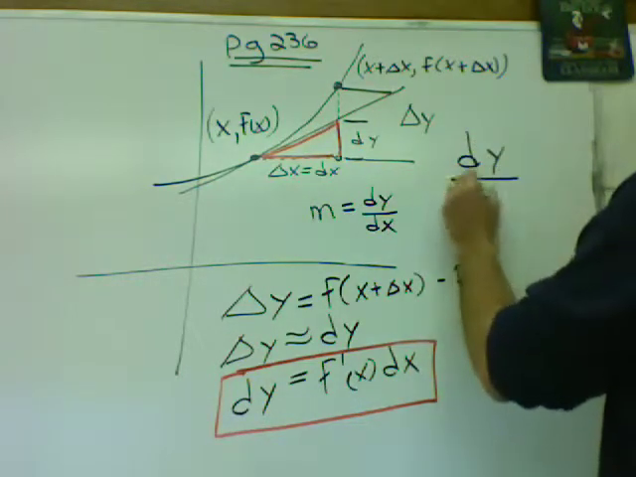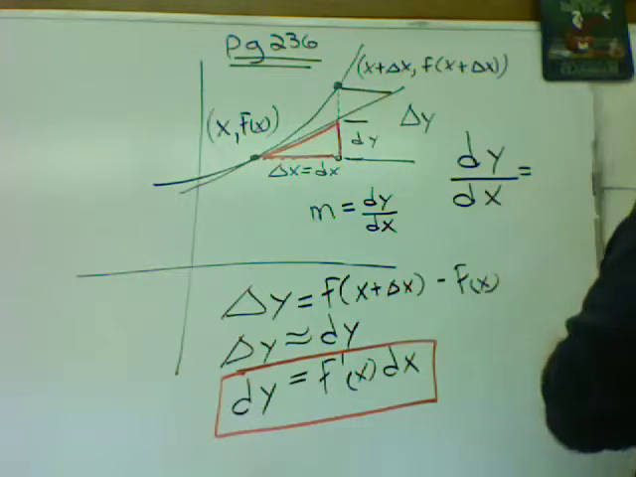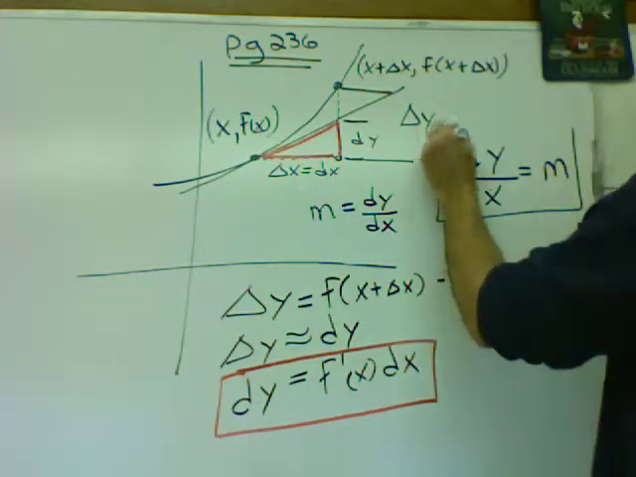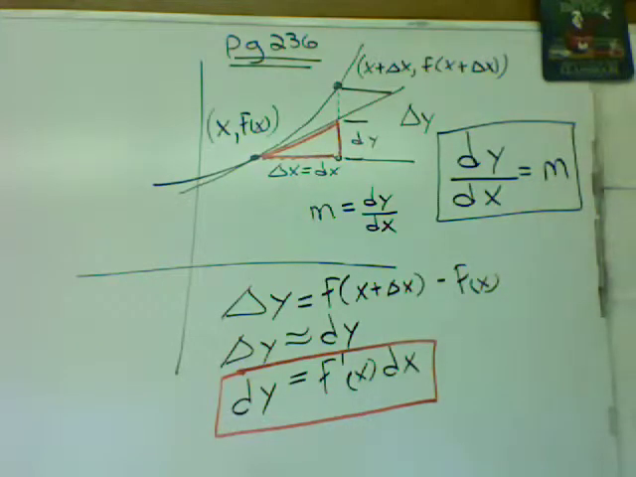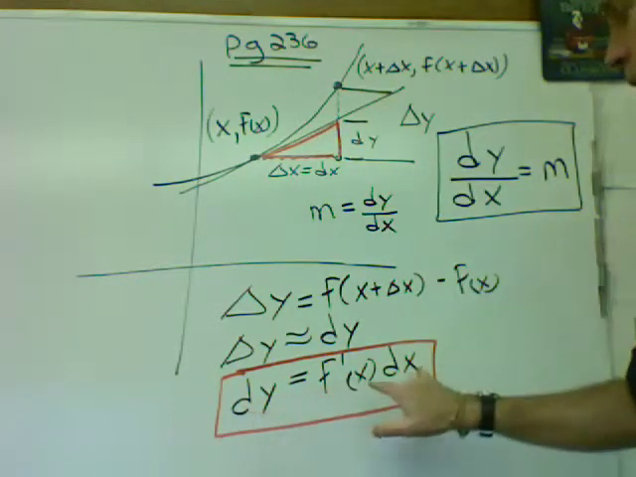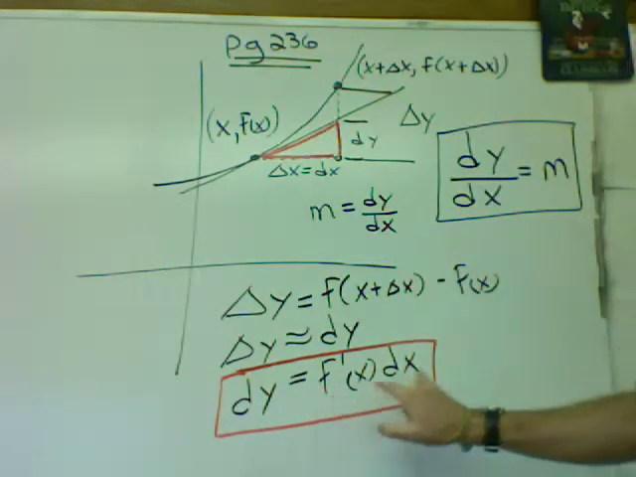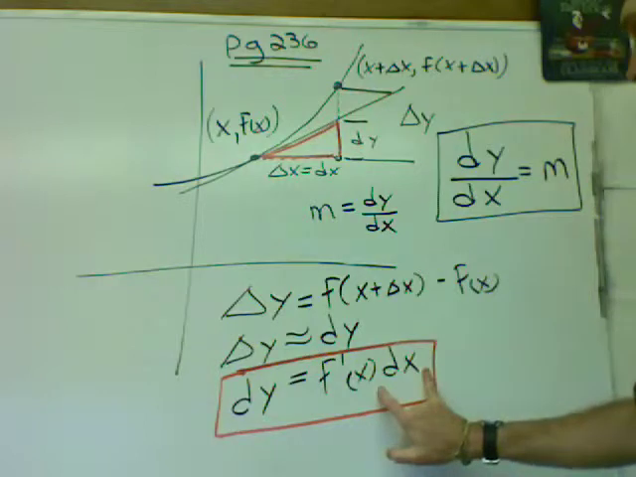dy dx has always been my rate of change. I could also call it my slope. Okay? And so I'm going to say that my dy is equal to my f prime of x, my slope, times dx. I'm going to call that a differential.